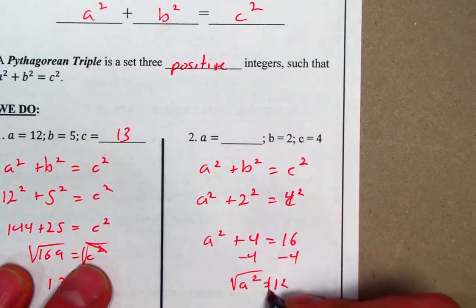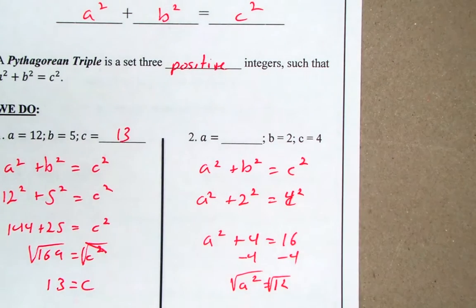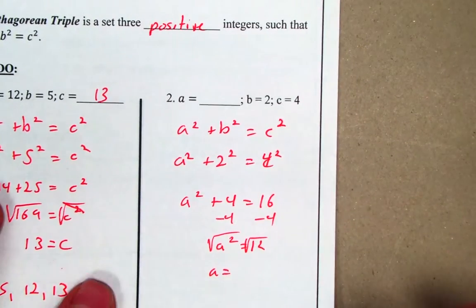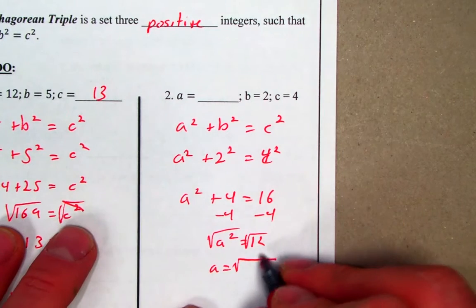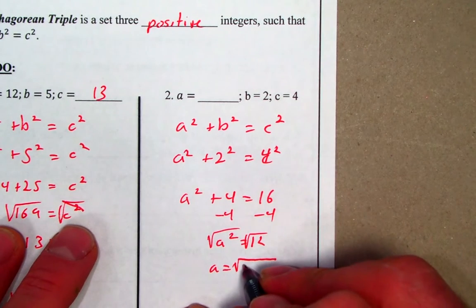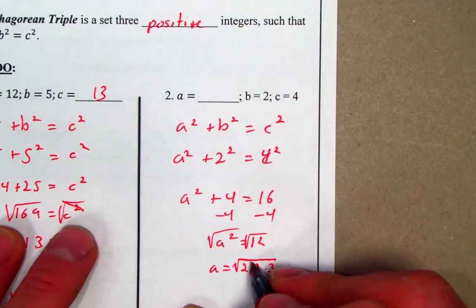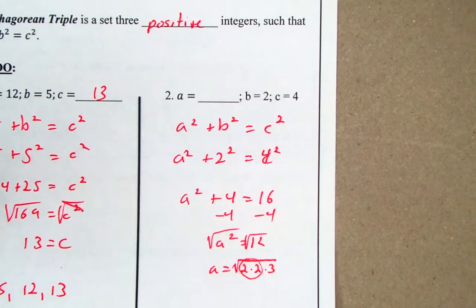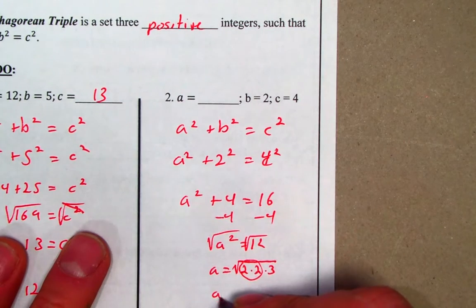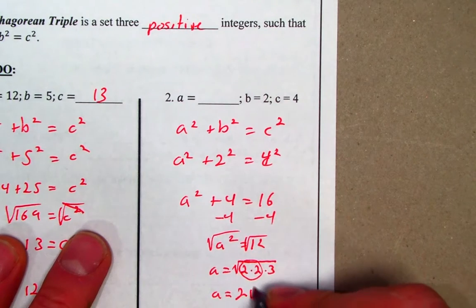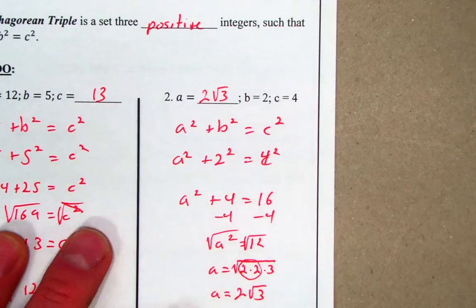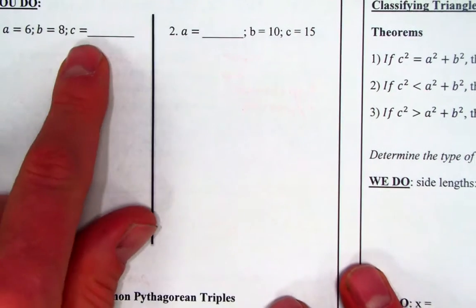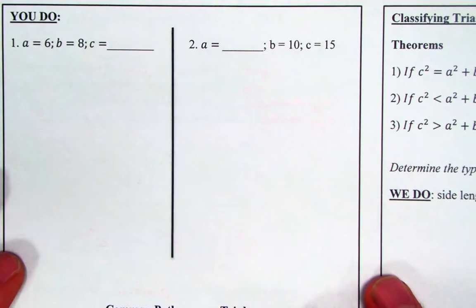We square root both sides. Now, we've been doing this already, that we have to simplify our radicals. And so, in class, I had mentioned that we can factor 12 into its prime factorization of 2 times 2 times 3, and we take out any group of 2, or any pair. All right, so our final answer for A is 2 root 3. All right, so here's 2 for you to do, one where you find C, one where you find A.